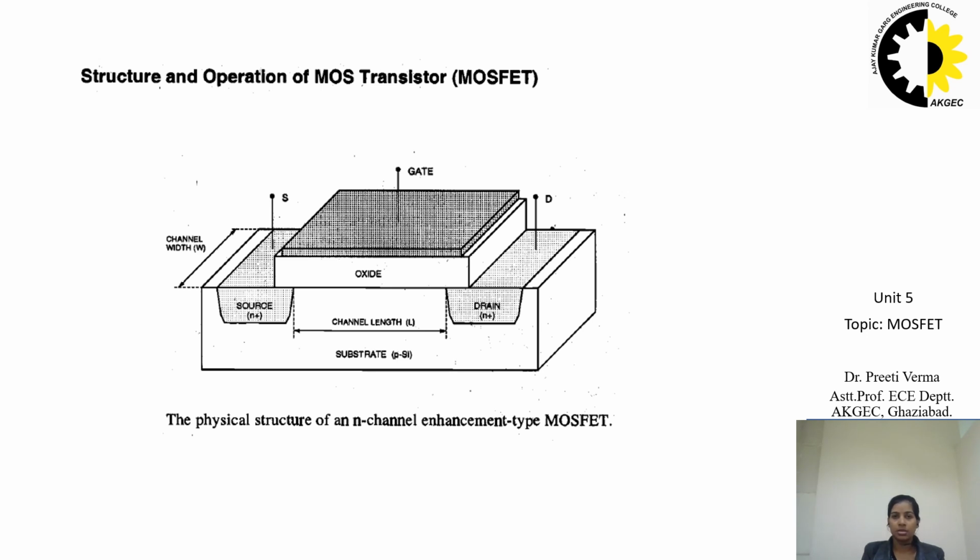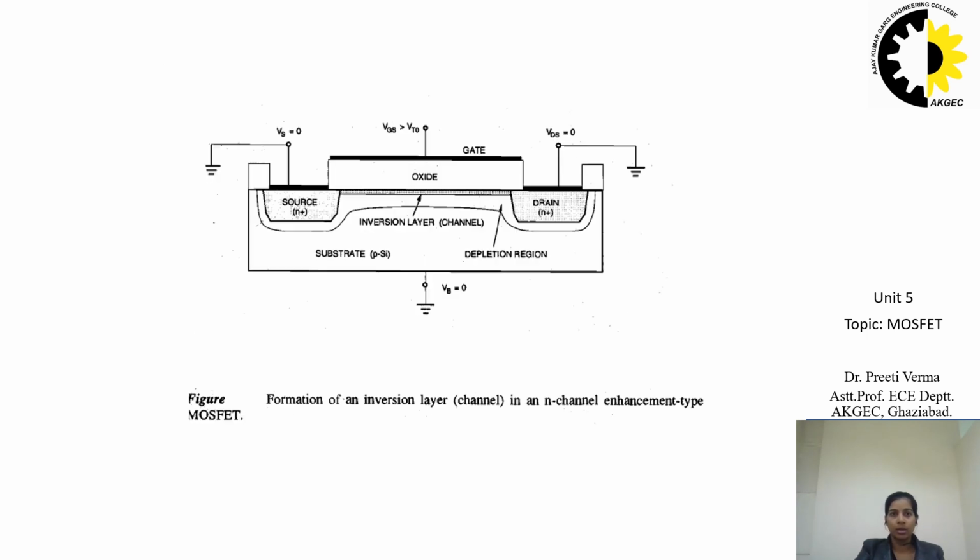The gap between the source and drain is called the channel length, and the lateral extension of this p-type substrate is called the channel width W. It is a four-terminal device having source, gate, drain, and body terminal as the fourth terminal of the device. So let's see the operation of this MOS transistor.